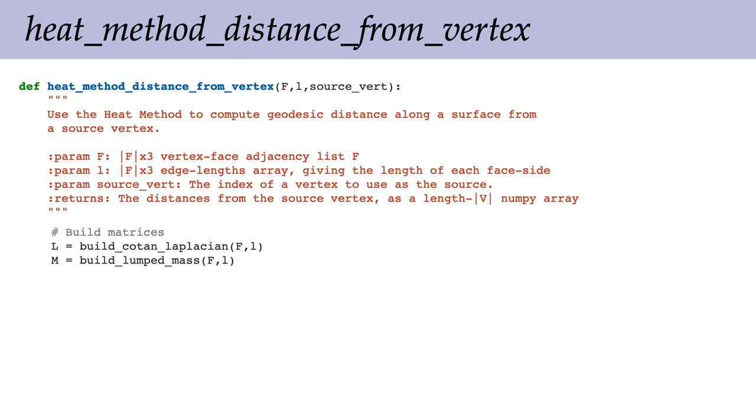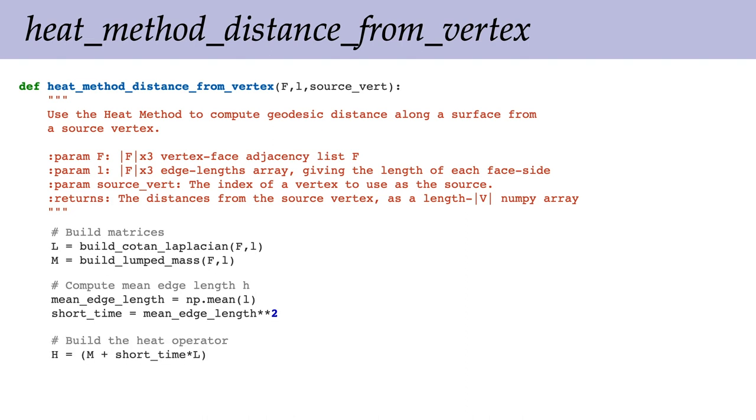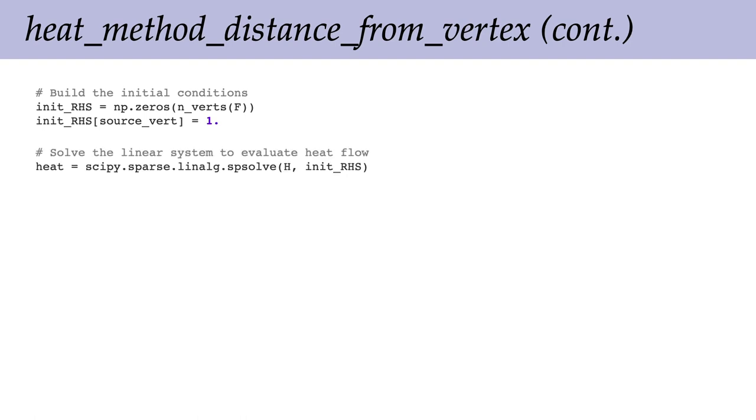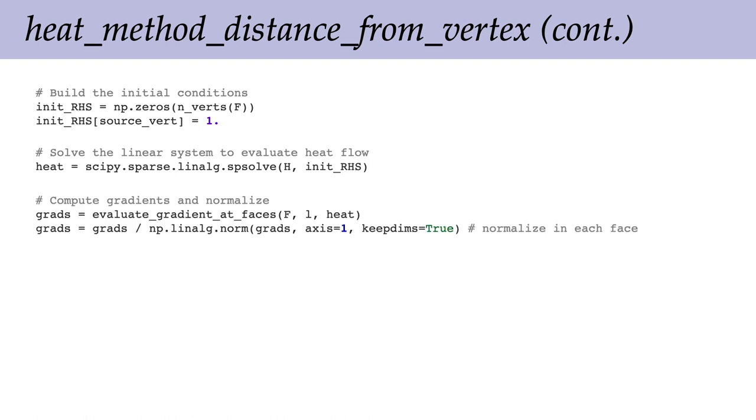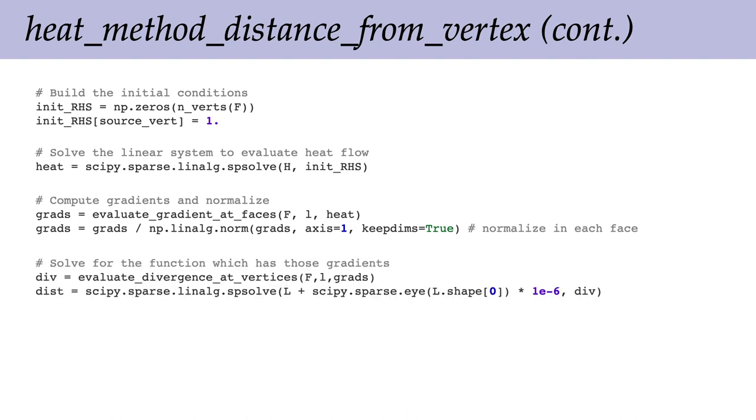So first, we'll build these Laplace and mass matrices, again, just from connectivity and edge lengths, compute the mean edge length in the triangulation, which is a useful numerical parameter, and build a linear operator which evaluates heat flow. We'll need some initial conditions for that operator to implement the algorithm, which is just a delta function at the source vertex. And then we can use another sparse solve to evaluate a single backwards Euler time step on this heat operator. The next step of the heat method is to compute gradients and normalize them, solve for the function which has those gradients to get out distances, and finally, because they're only determined up to a constant, shift the distances to be zero at the source vertex.